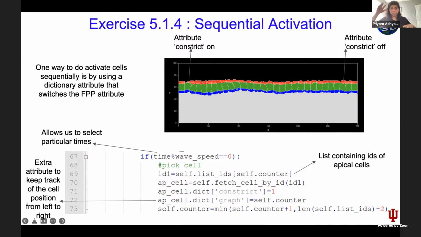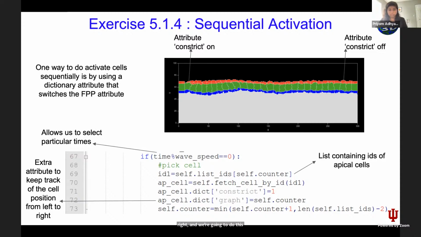So what this chunk of code is trying to do is find out which cells we need to activate or start constricting. And then we're going to set an attribute of 1 to those cells that we want to constrict. We're going to make a sweeping wave from the left to the right, and we're going to do this at specific time points.